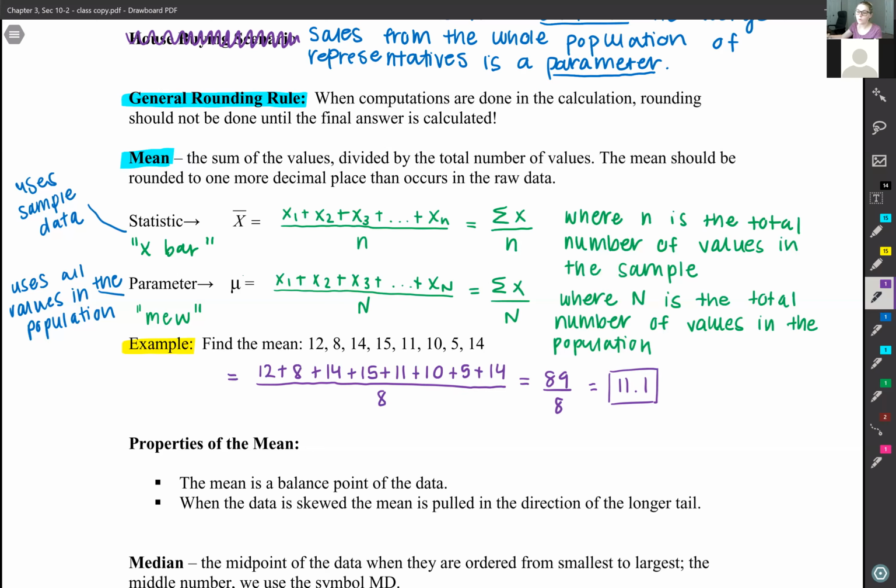I know it seems a little tedious and picky that we just want one more decimal place than the raw data, but it is important, so try and remember that when you're doing your calculations. I know your calculator will tell you that the answer is 11.125, but we just want 11.1 for this example. Okay, any questions on finding the mean?